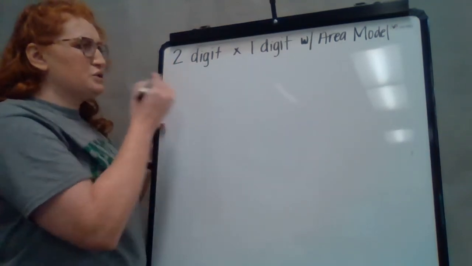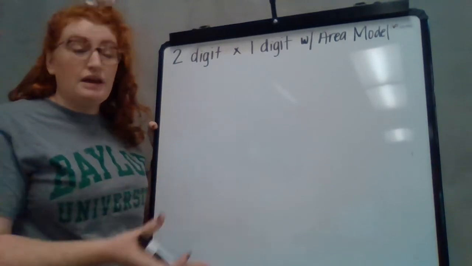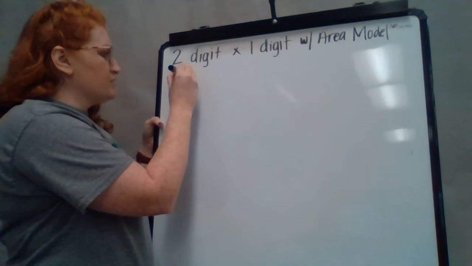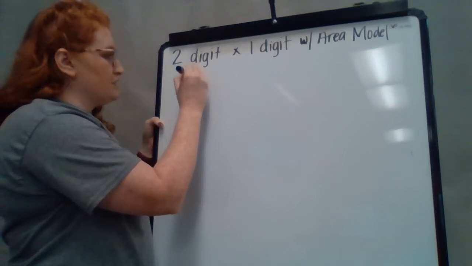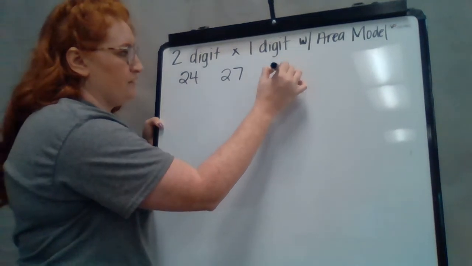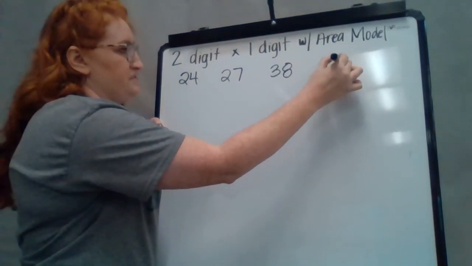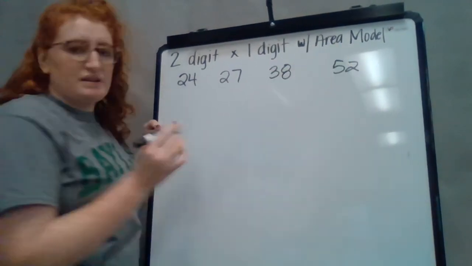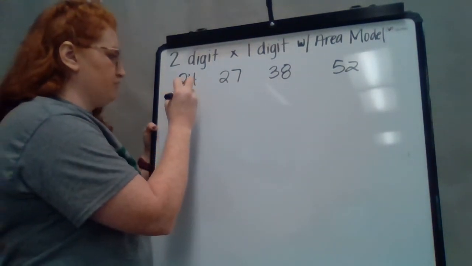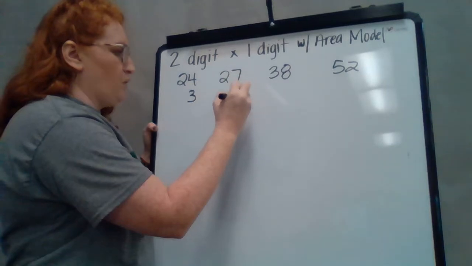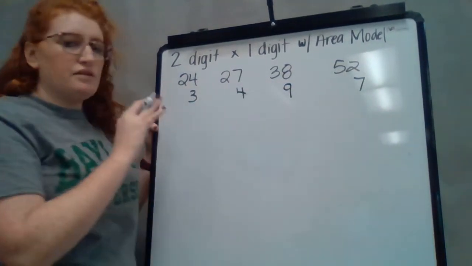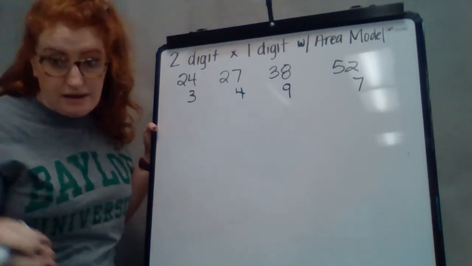So we know that a two-digit number has two numbers, a digit in the ones place and a digit in the tens place. For example, some two-digit numbers might look like this: 24, 27, 38, 52. Those are just some examples of two-digit numbers. And a one-digit number is like 3, 4, 9, 7. Anything from 0 to 9.